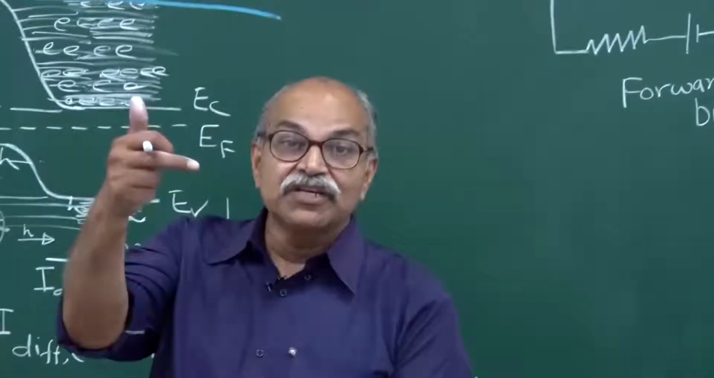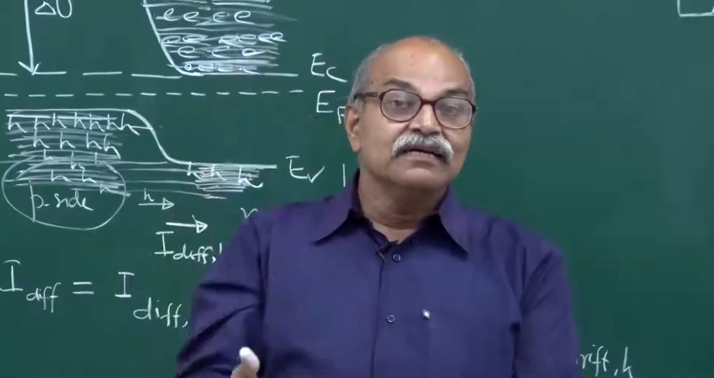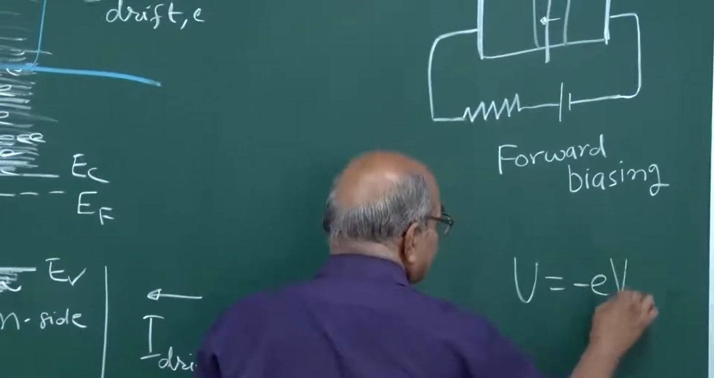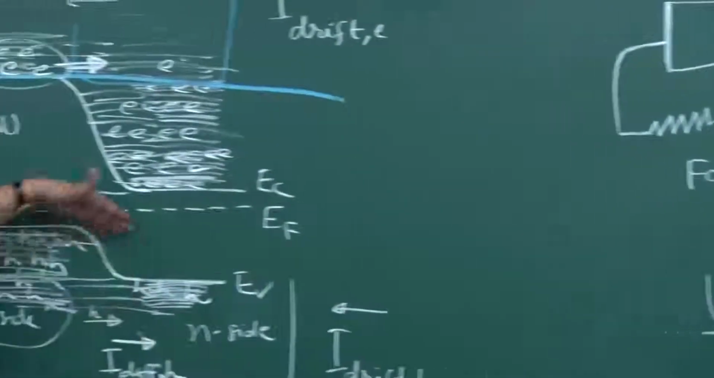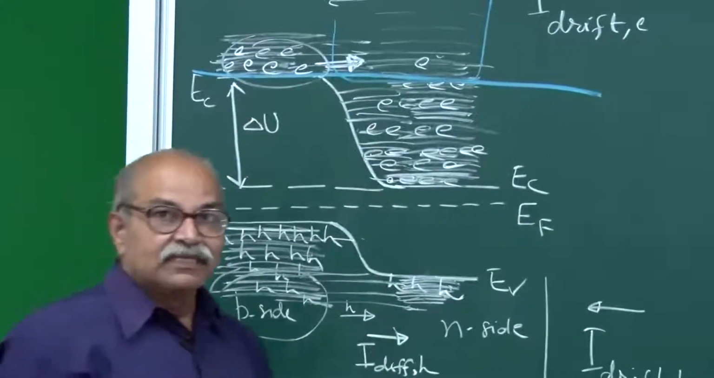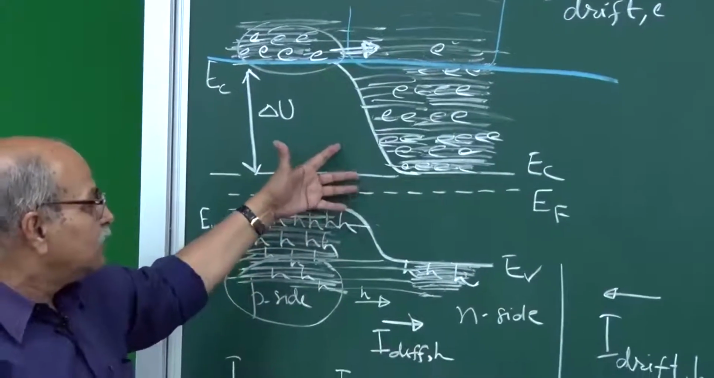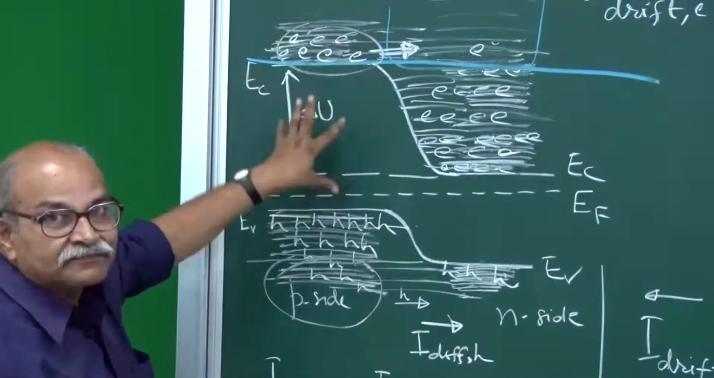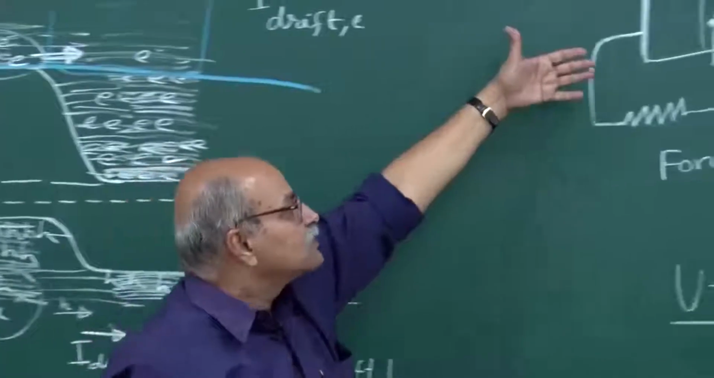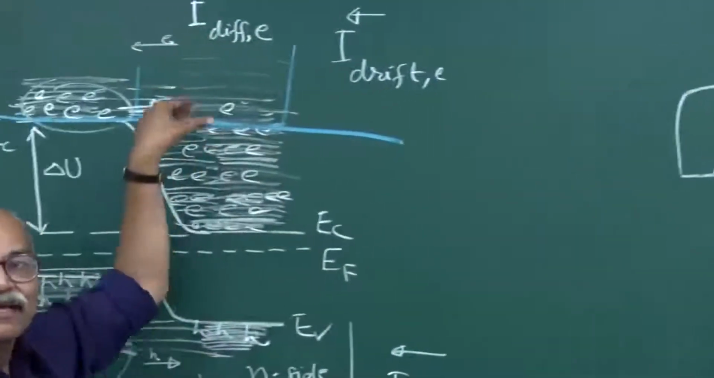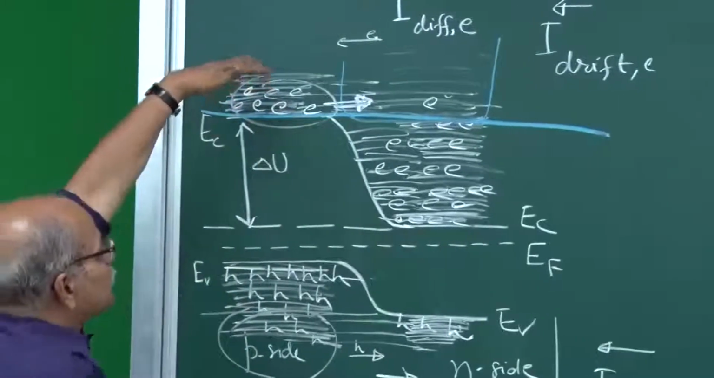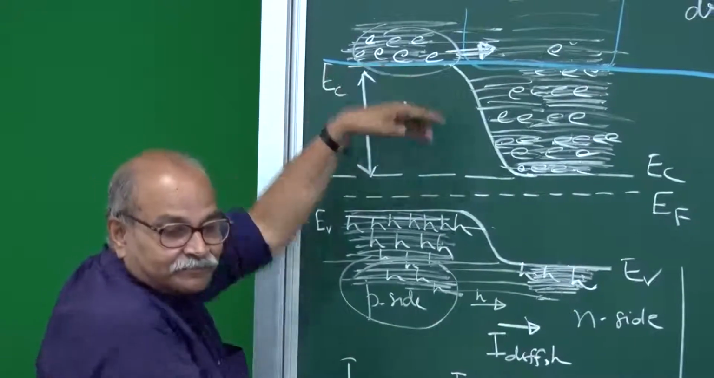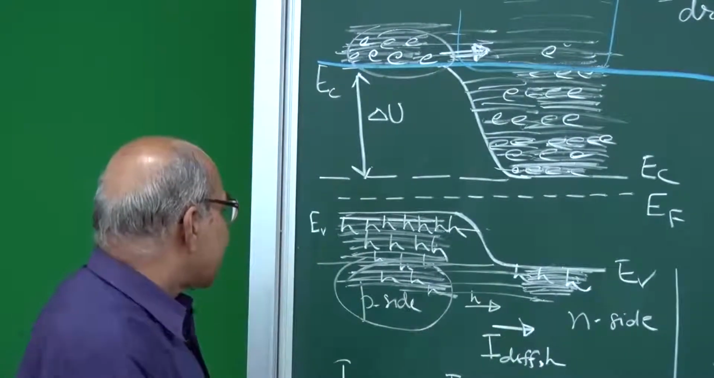And raising the potential means lowering the energy, because U is minus eV. We are talking of electrons, so these are all electron energies. So in this diagram, what is the effect? The effect is that P side energies are brought down. P side potential has gone up, so P side energies have gone down. So we have to shift this part down. That will be the effect. Okay, so let me draw a fresh diagram.